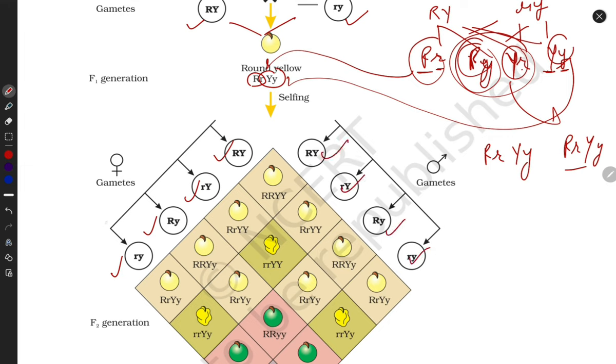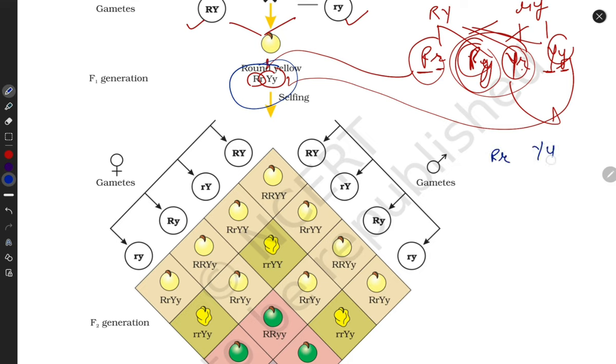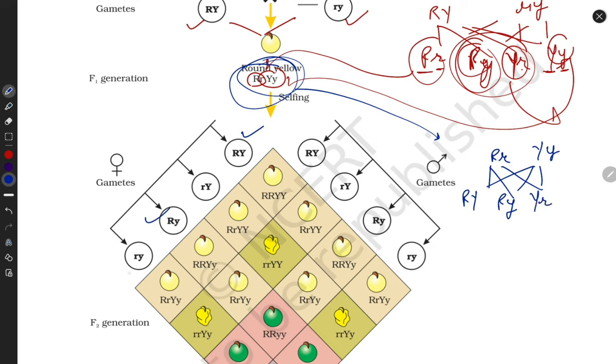Now, guys, how do you get these gametes? How do you get these four gametes? You have to draw a cross. I'm drawing here. These are the first generation. Can I write in this manner? Okay, let's begin their cross. We get the first gamete. We got the second gamete. Now we got the third part. And last is this.